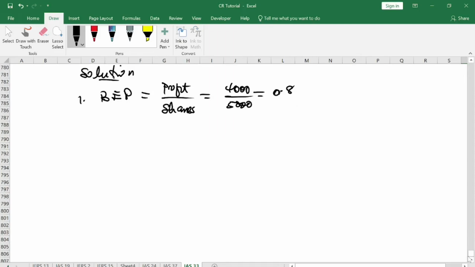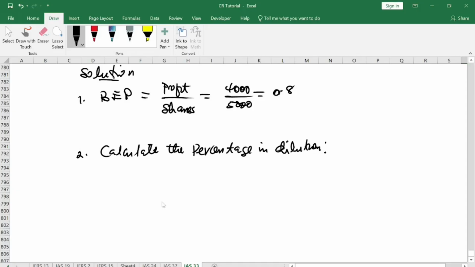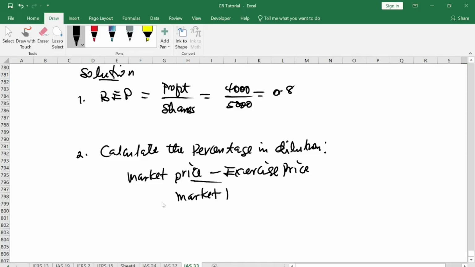Now the next step is to calculate the percentage in dilution. The percentage in dilution is the market price per share minus the exercise price per share, all divided by the market price, multiplied by 100%.